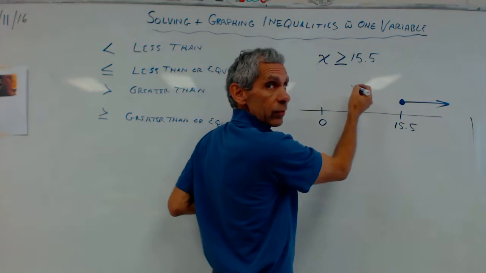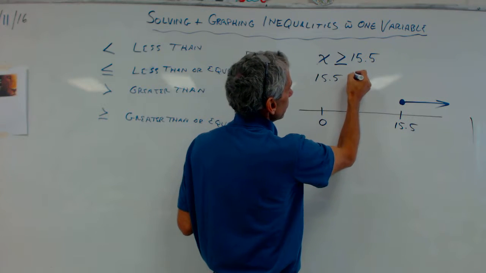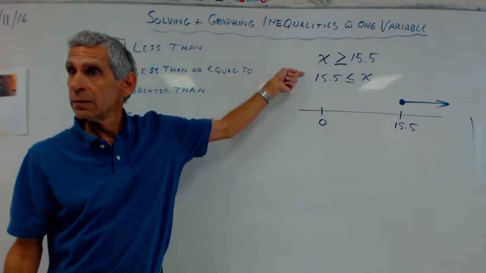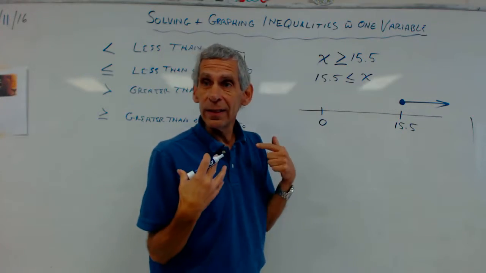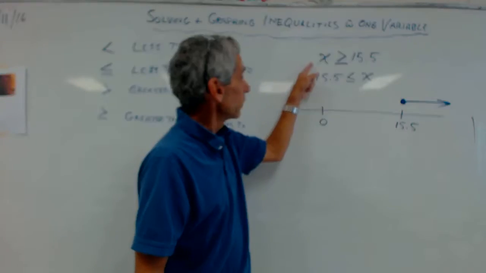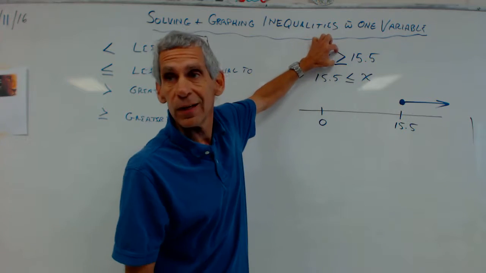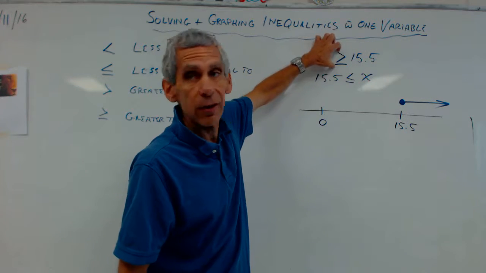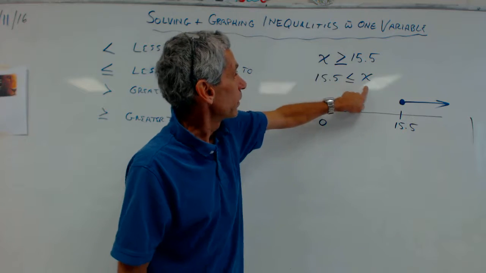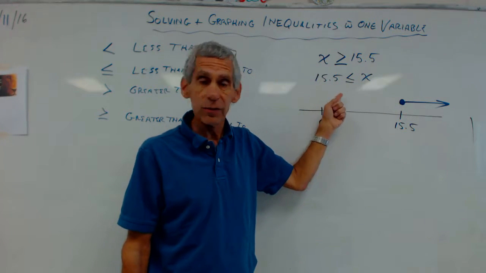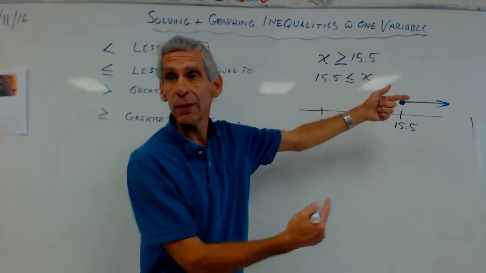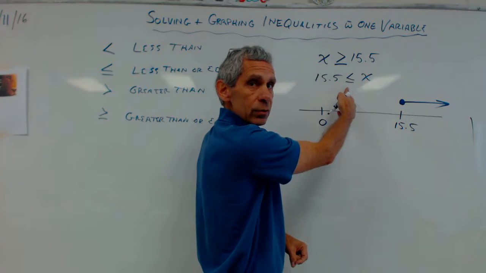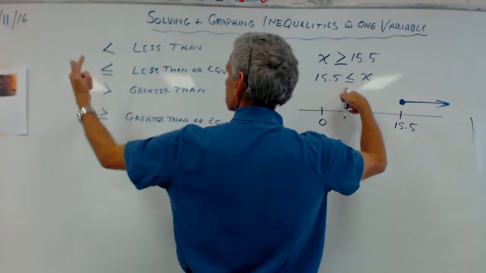Now, I could have written this backwards: 15.5 is less than or equal to x. That says the same thing, right? But technically, when I read these, I always read them starting from the x. So in this case, x is greater than, because the bigger mouth is facing the x. The tiny point is facing the 15.5. So the greater mouth means the x is bigger. I do not read it as 15.5 is less than or equal to x. I read it backwards: x is greater than or equal to. You agree with me?